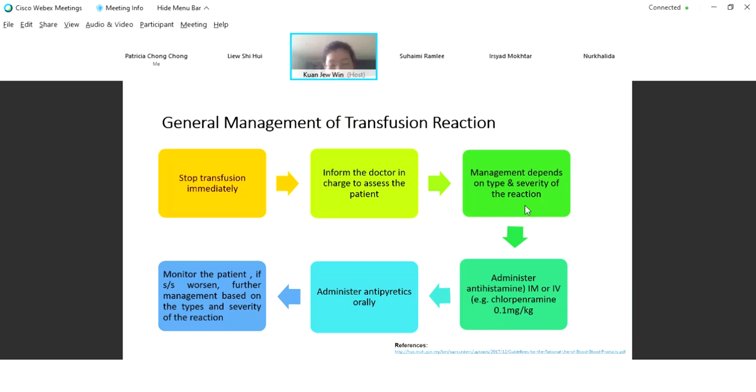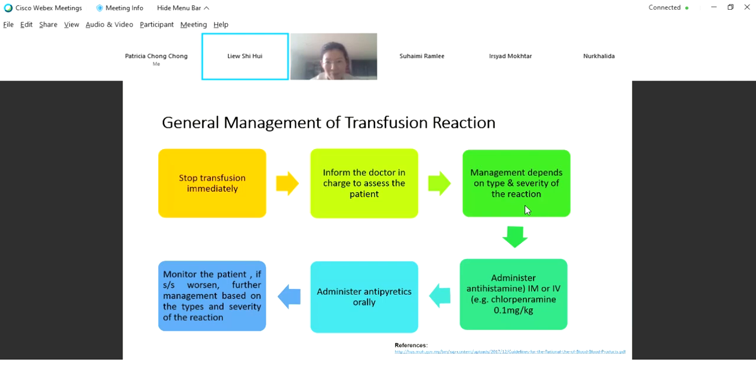You will say, have you stopped the transfusion? If not, straight away ask the nurse to run to the patient and stop the transfusion. And you say you will come immediately and see the patient. Okay, so I will ask the nurse whether they have already stopped the transfusion or not. If not, I ask the nurse to run straight away to stop the transfusion. And then I go and assess the patient.